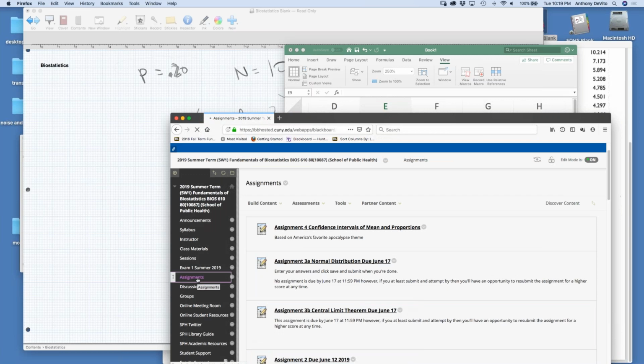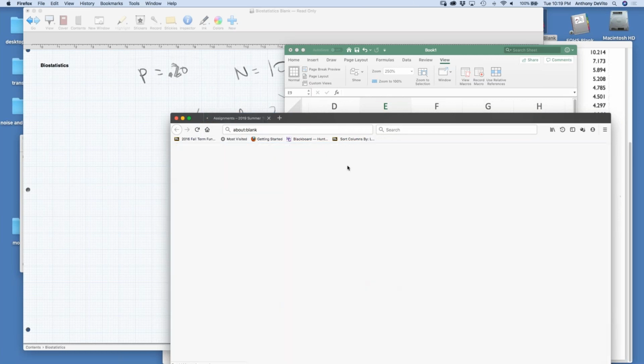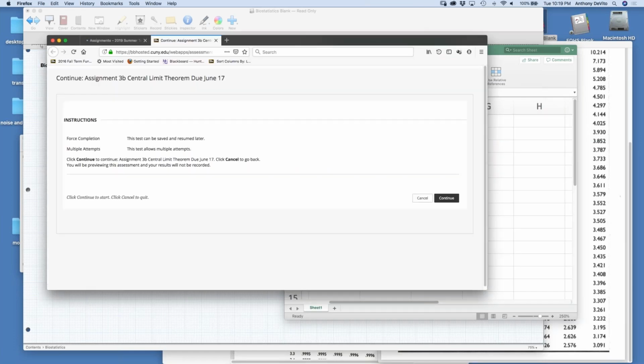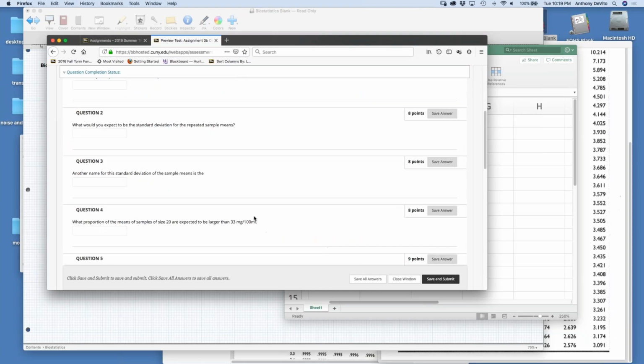Assignment 3B, central limit theorem, and which ones were they? They were 4, 5, 6, 11, and 12. I may not get to all of them, but I think I can kind of explain them at least anyway. Okay, so let's go to 4.